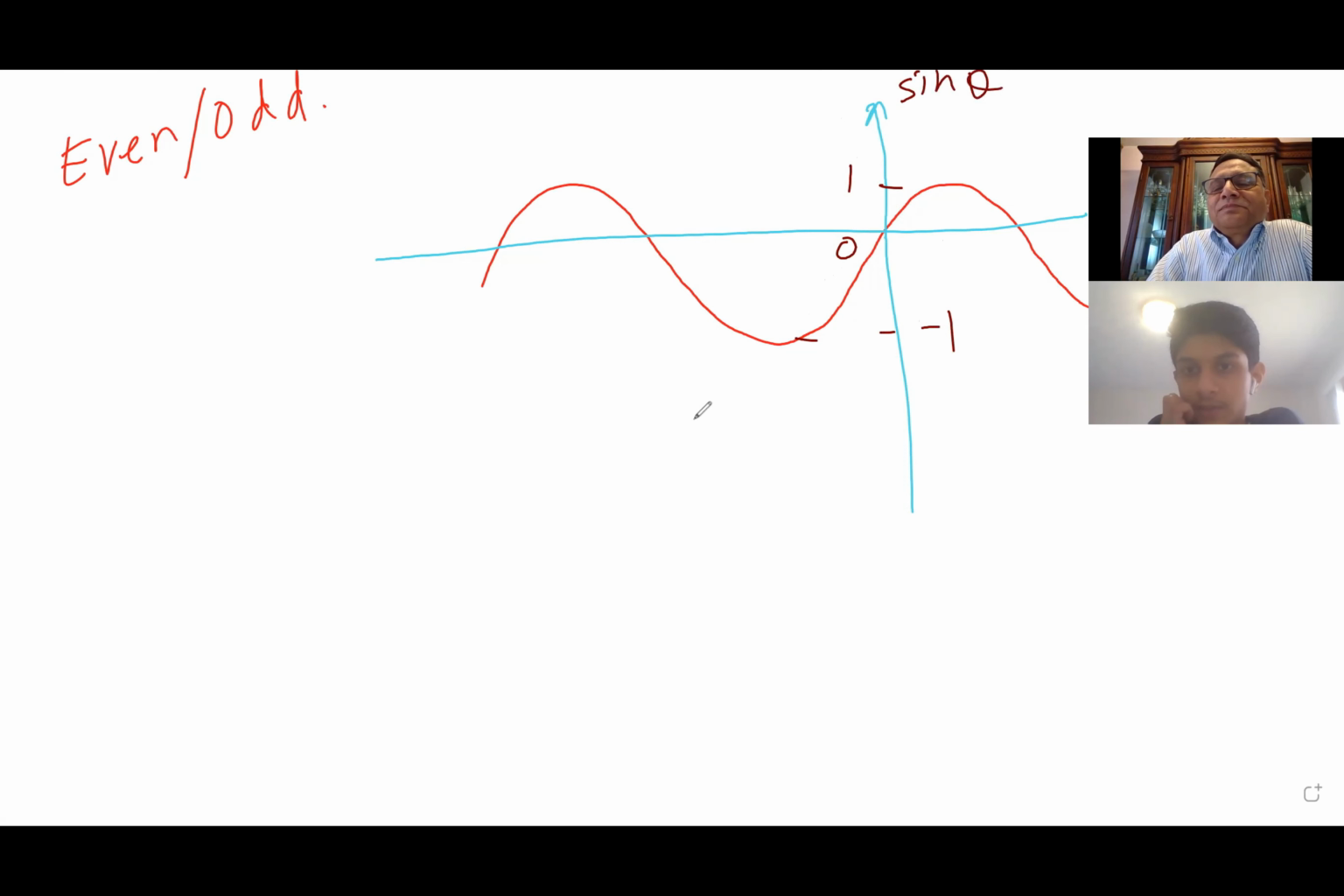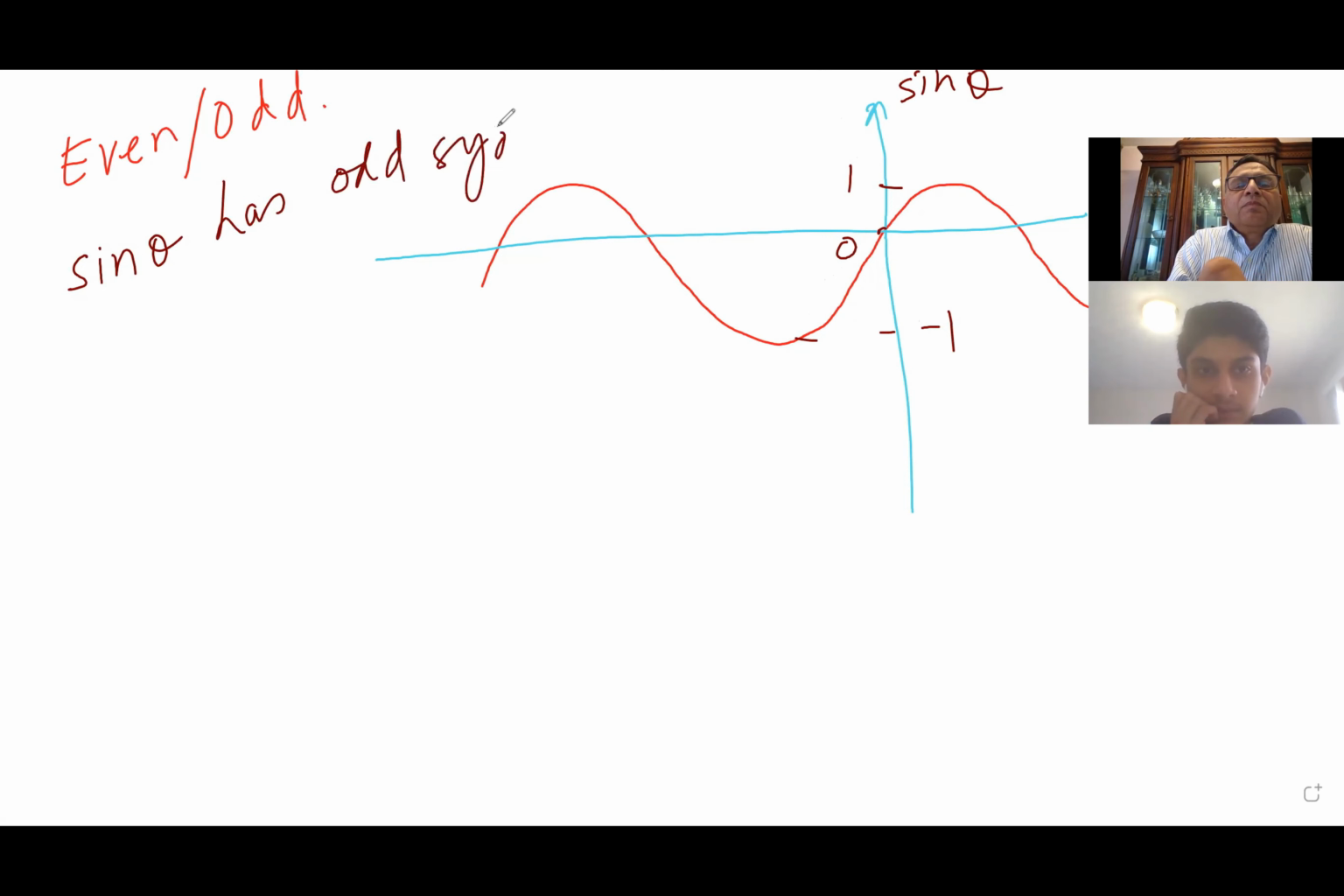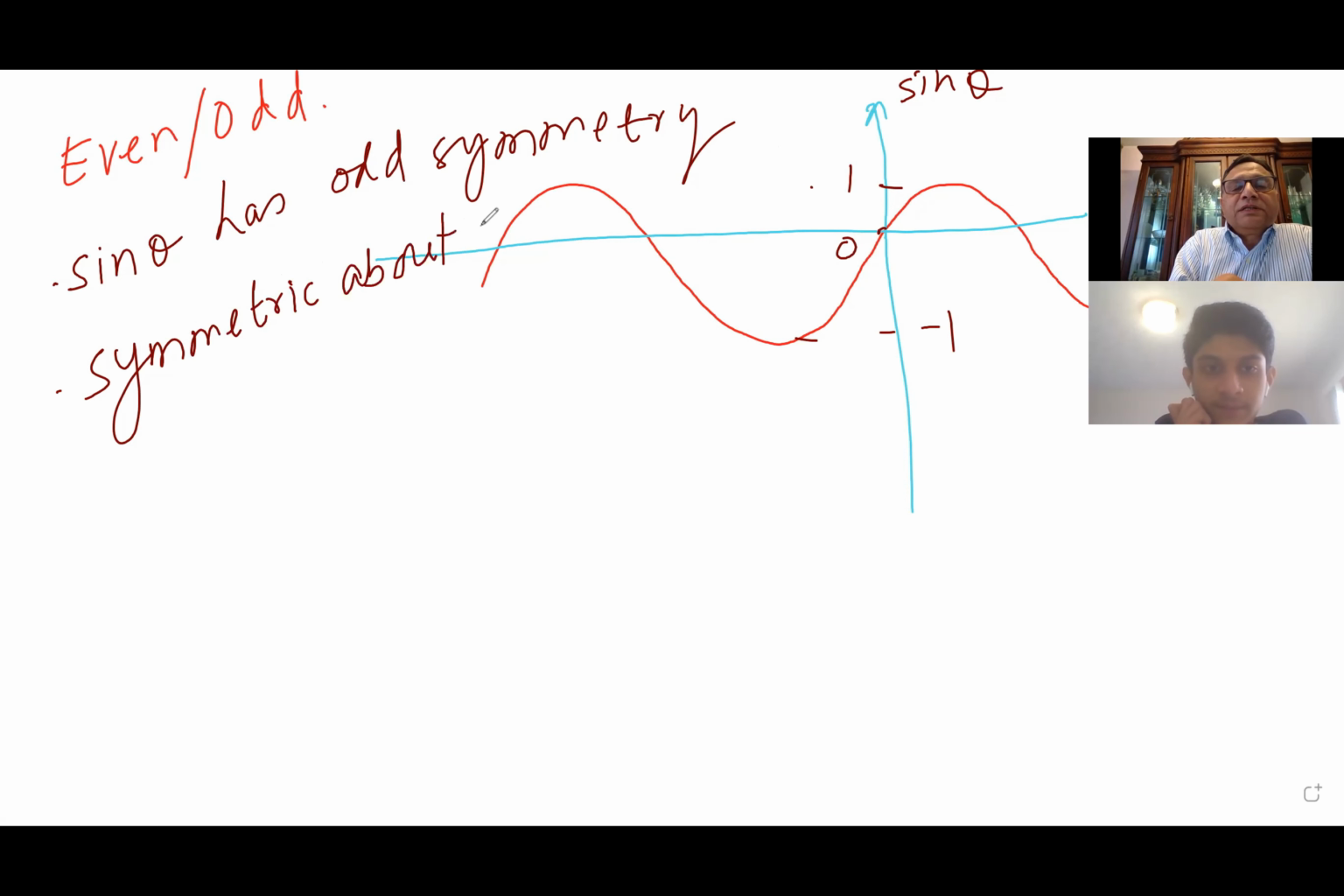What kind of symmetry do you see for sine theta? It looks odd symmetry, sir. Yes, because it is symmetric about the origin. Sine theta has odd symmetry. Can you say it is symmetric about the y-axis? No, that is wrong. To be very specific, it is symmetric about the point, the origin, correct?